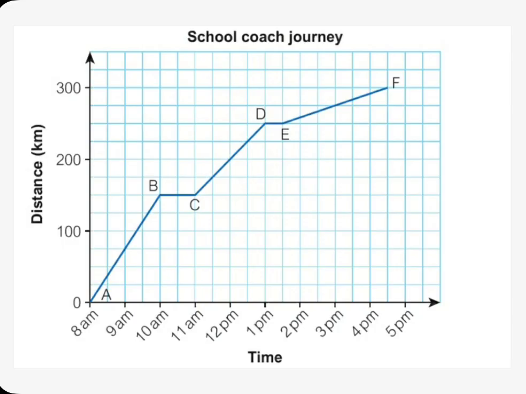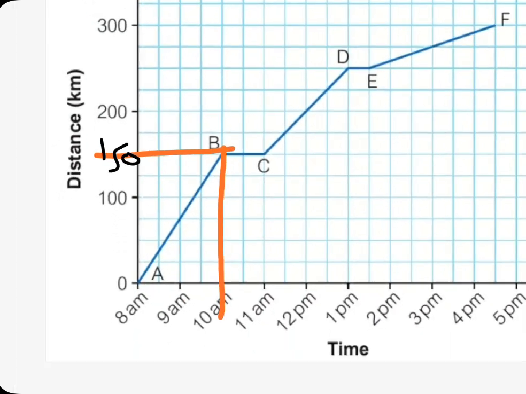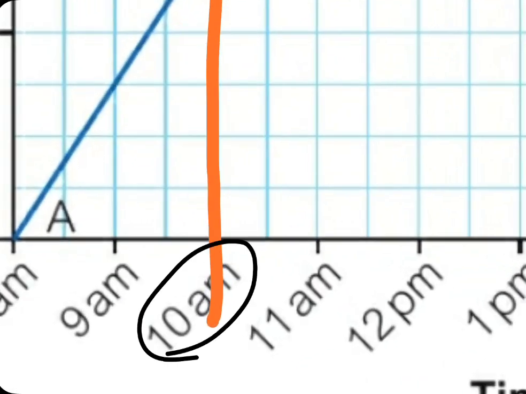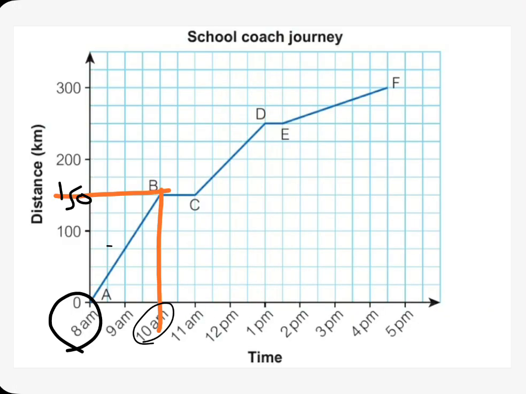This is a school coach journey, and this is the graph of this school coach journey. Now, this distance time graph here has the distance in kilometers and the time in hours. As you can see here, from A to B, it went from 0 until it reached this distance in that time. So it reached 150 kilometers, I'm sorry, at 10 a.m. So after 2 hours, because it started here. This is very important to interpret a graph. You have to know the time and the distance traveled.